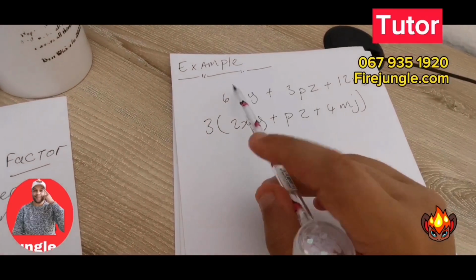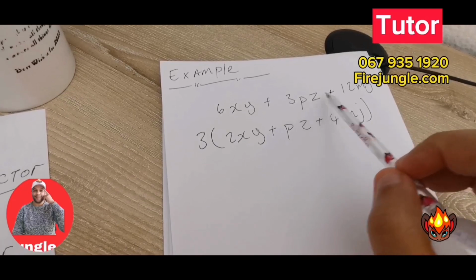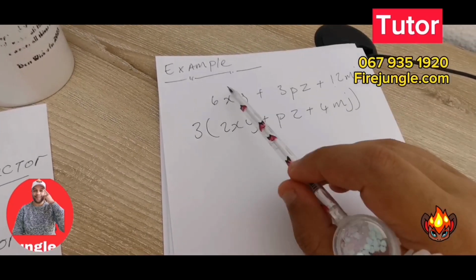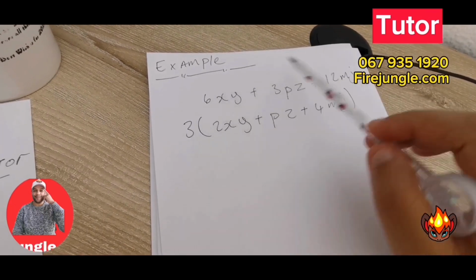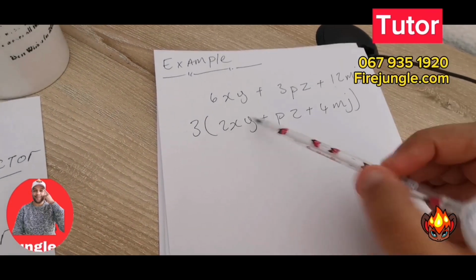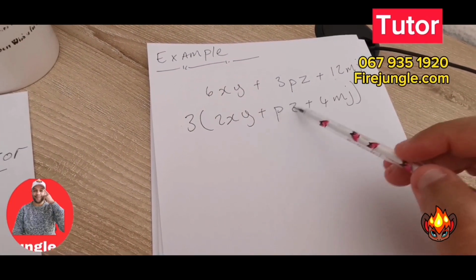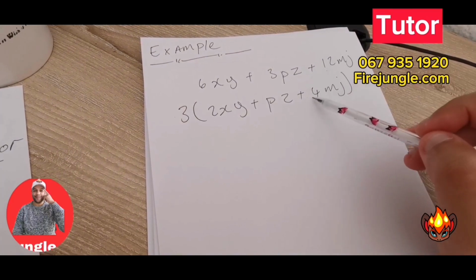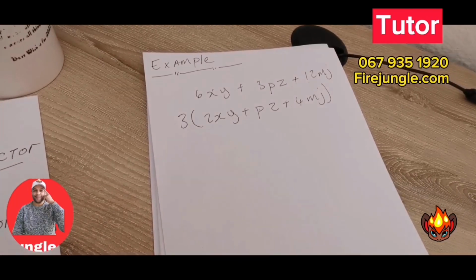Let's say, for example, we have the expression 6xy plus 3pz plus 6mj. We can see 3 is a common factor of these 3 expressions. When we divide this by 3, what gets left over is 2xy. We divide this by 3, what's left over is pz. We divide this by 3, and what's left over is 2mj. So that is it for finding the common factor.